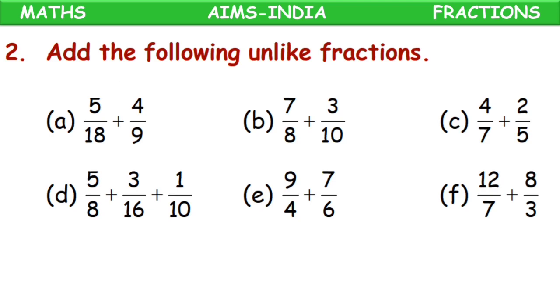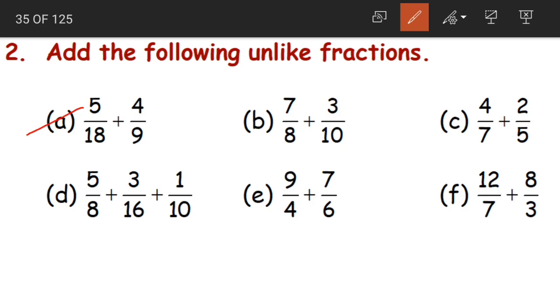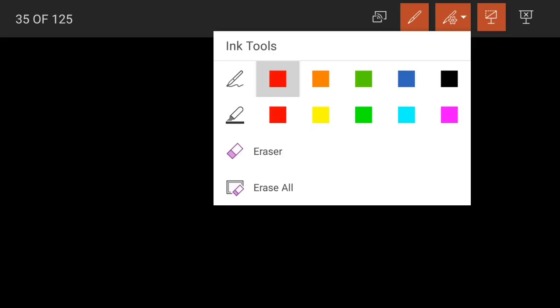Yes. Next, coming to the addition of, add the following unlike fractions. Now what do we have here? We have our unlike fractions. Coming to the first one, 5 by 18 and 4 by 9. So what is it? 5 by 18 and 4 by 9.